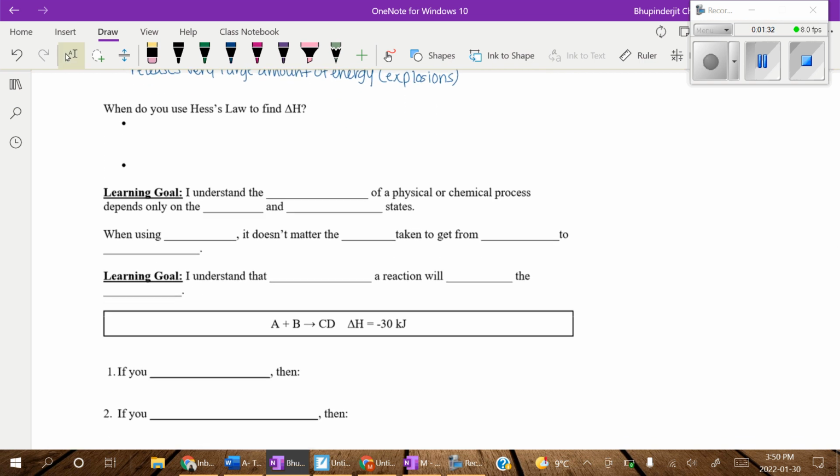When do you use Hess's law? We use it when there are no experimental values, and if we are required to use enthalpy of formation.